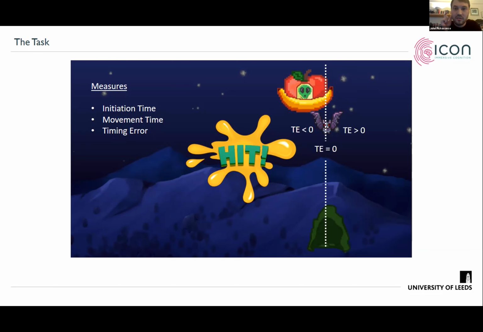So just to note, because there's a thickness to the target and the bat, it's possible to hit the target with a non-zero timing error. So for this particular experiment, the timing window, how long the target took to cross that point, was about 300 milliseconds. So as long as they arrive within 150 milliseconds either side, they will hit the target. So that's at night time.